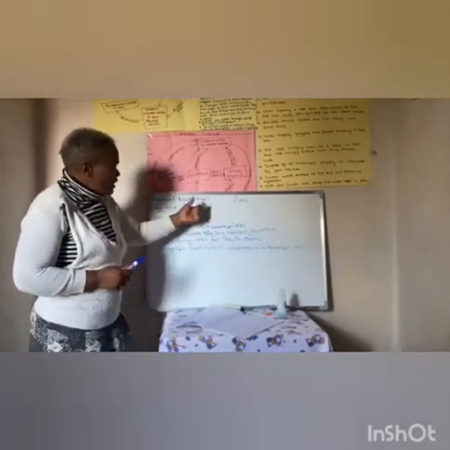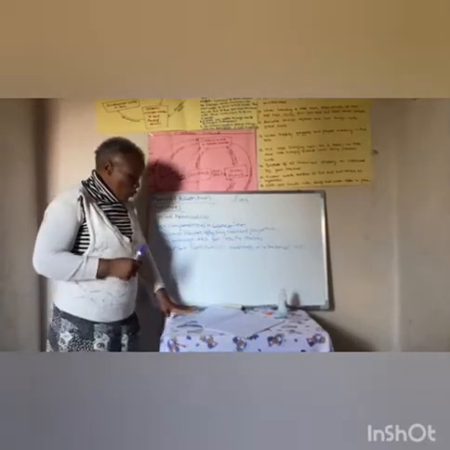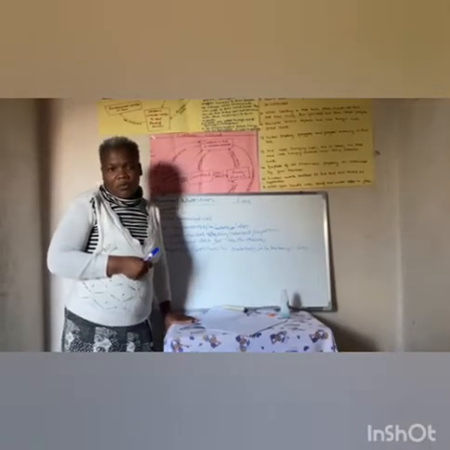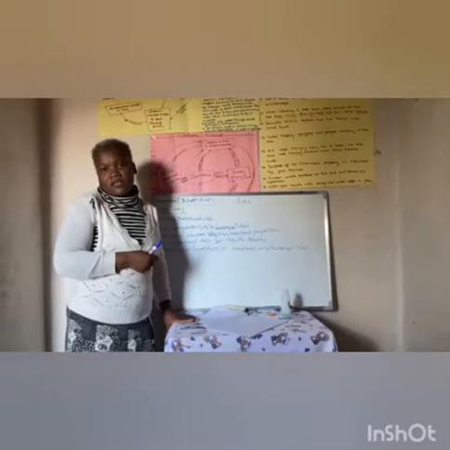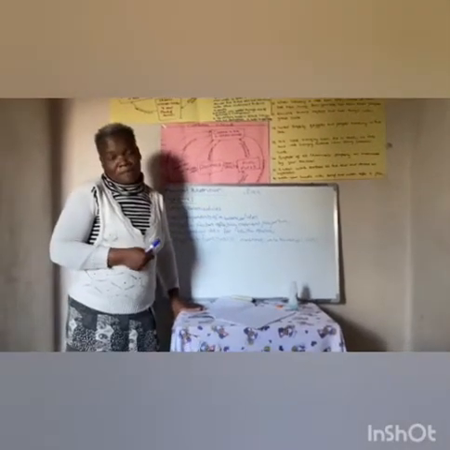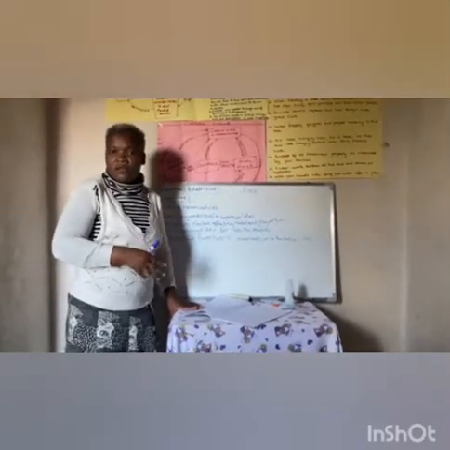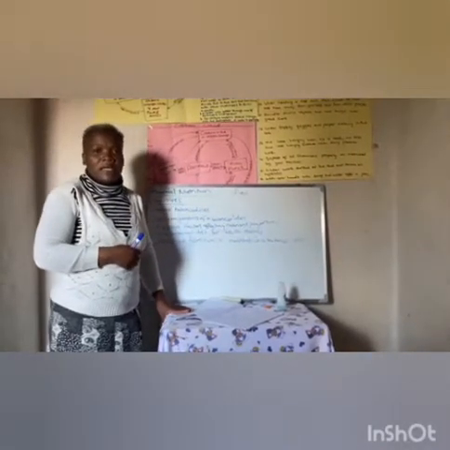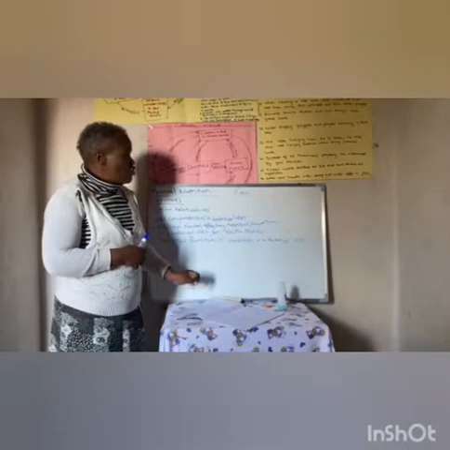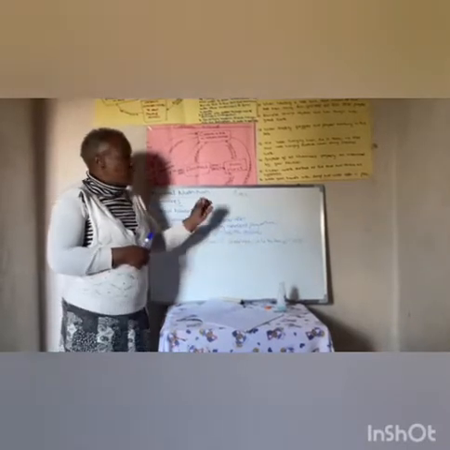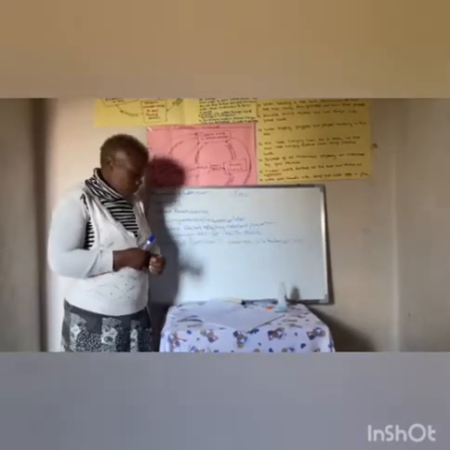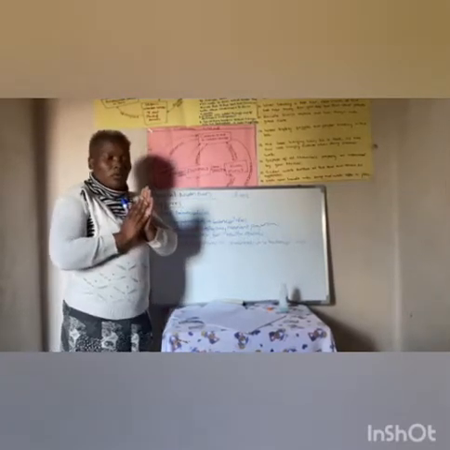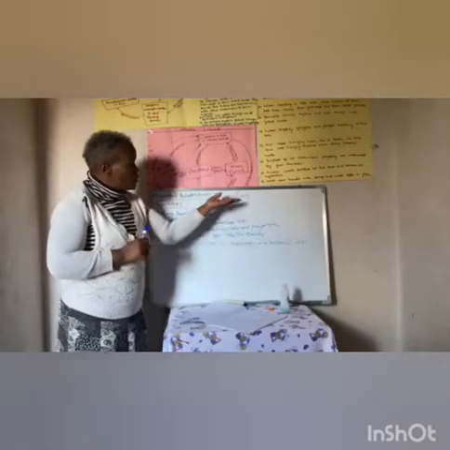We need food so that we can make new cells once the ones we have are damaged. So new cells, damaged cells, worn out tissues, they need to be repaired. And this is done by the nutrients which are contained in the food that we eat. Basically, that is what we need.